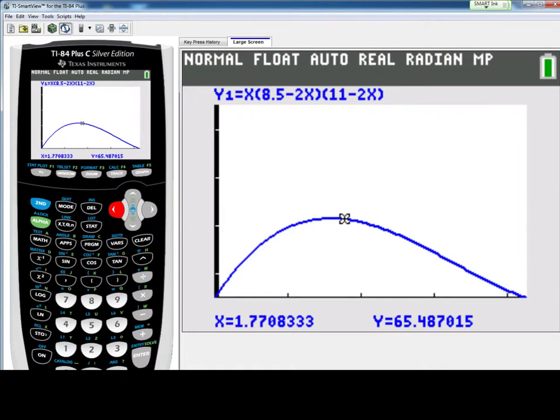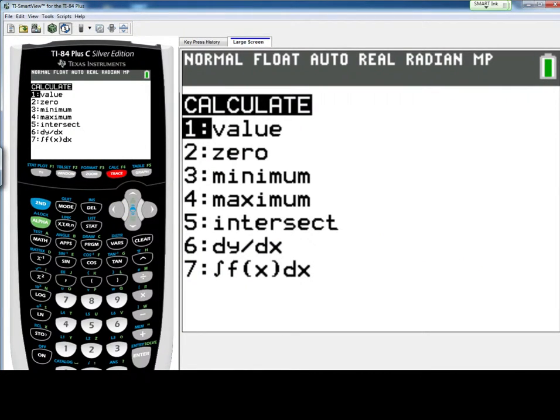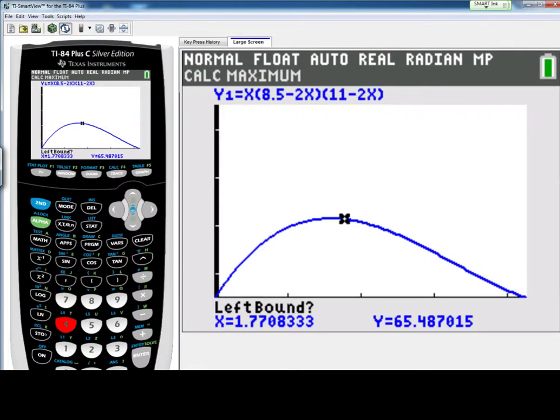Or I can use the second feature for trace, which is to calculate. You're going to go second, calculate. And which of those do you think I'm looking for? For maximum. Here it's going to ask you 3 questions. What is the left side of this maximum? It doesn't matter where it goes as long as it's on the left side somewhere. You understand that? So somewhere about there. And where's the right side?